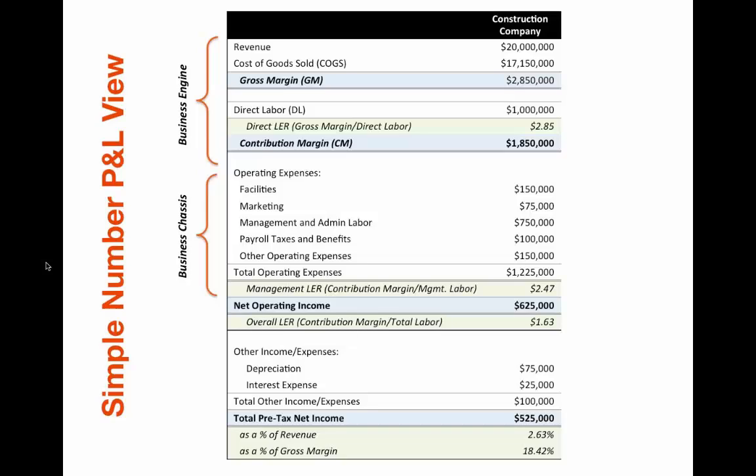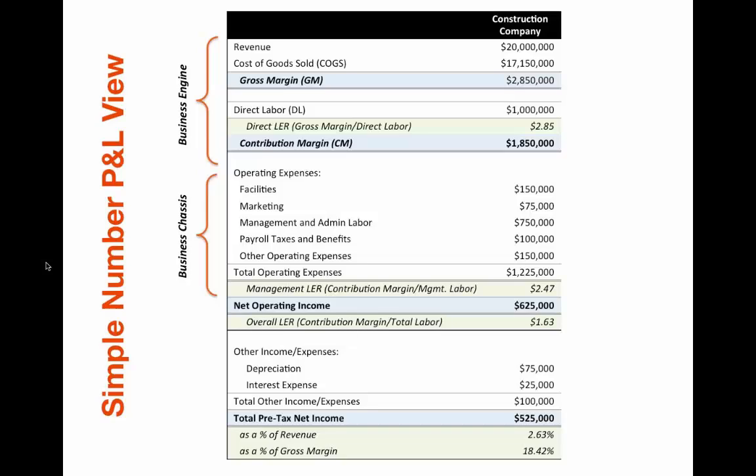The last item, other operating expenses, is the catch-all of all other things. If it's not facilities, if it's not marketing, if it's not management labor, if it's not payroll taxes, it's other operating expenses. It's the item that has the greatest number of accounts in your P&L attached to it, but it's the one that actually on a rolling 12 basis moves the least. It really is not as variable as you may think.